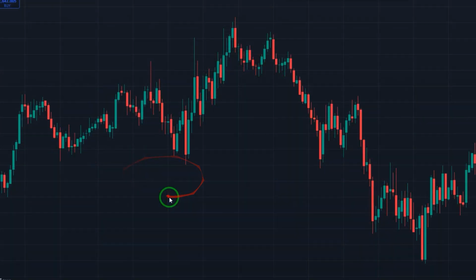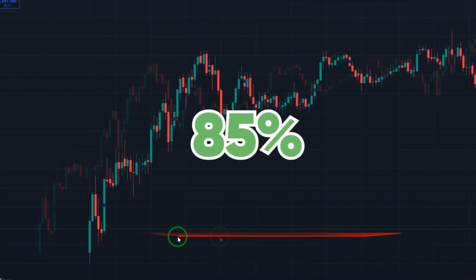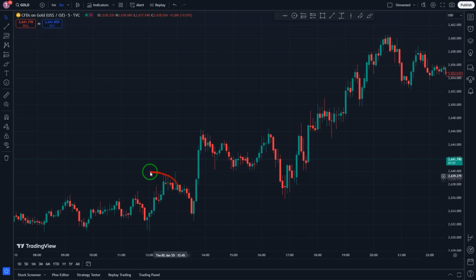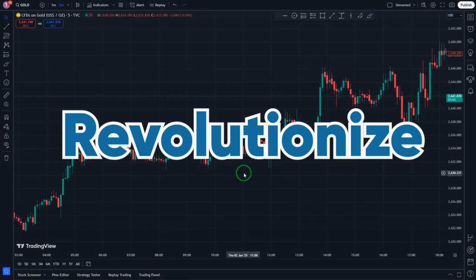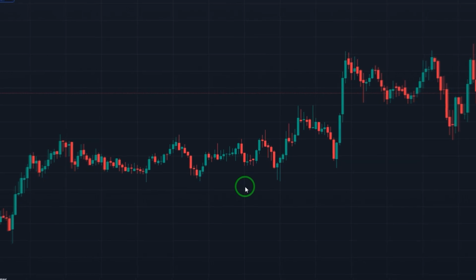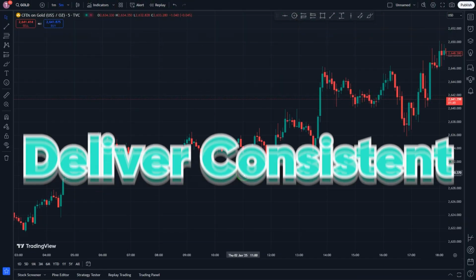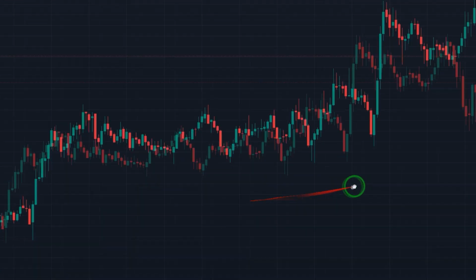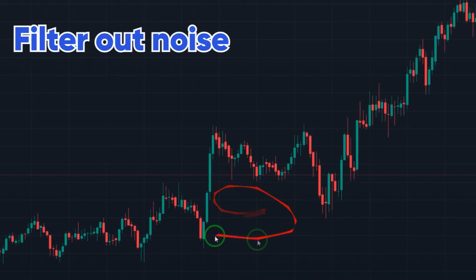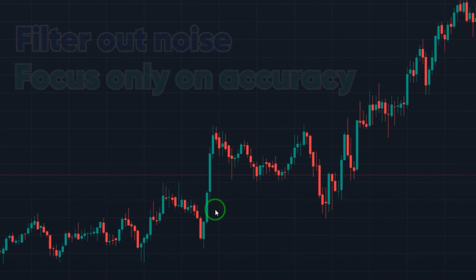Unlock a winning TradingView strategy with 85% accuracy. Today, I'm thrilled to share a TradingView strategy that could revolutionize your trading game. Imagine a strategy designed to deliver consistent winning signals. Yes, you heard me right. Winning signals that can filter out noise and focus only on accuracy.